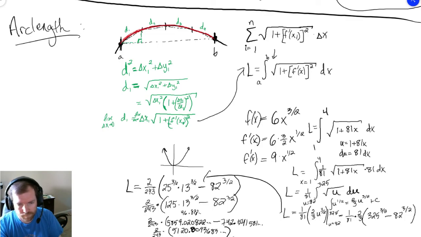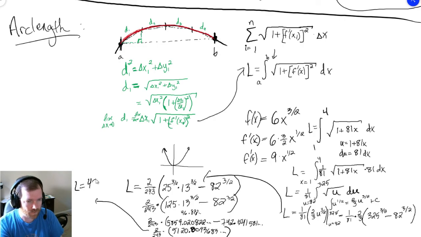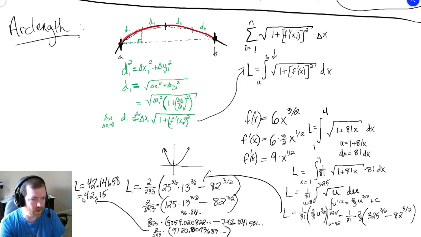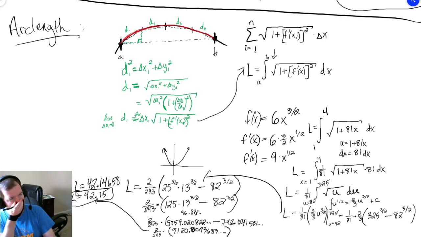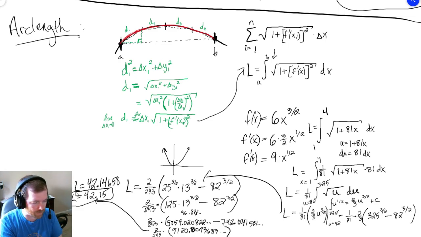Alright, so the overall length of this thing is going to be, L is approximately 42.14658. Way more in terms of decimals than we probably need, like 42.15 is probably close enough. And then we'll leave it there. Alright.